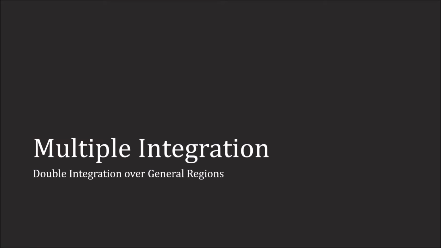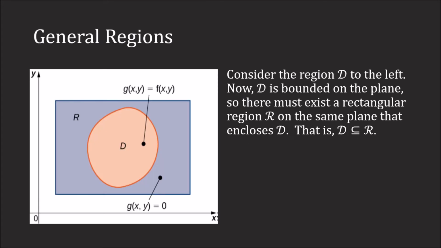And we now look at double integration over more general regions. So consider the region D shown here. Now, it is clear that this region is bounded on the plane, so we can create some rectangle, call it region R, on the same plane that completely encloses D. In other words, D is a subset of R.